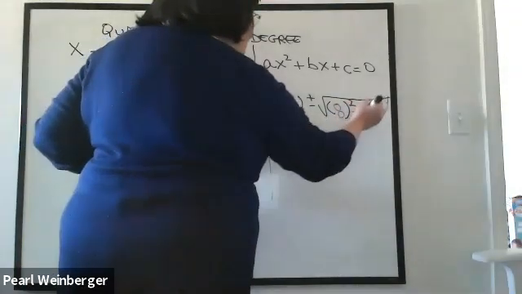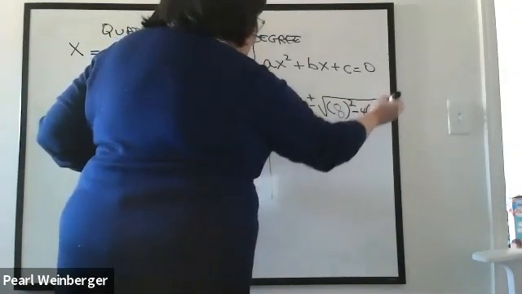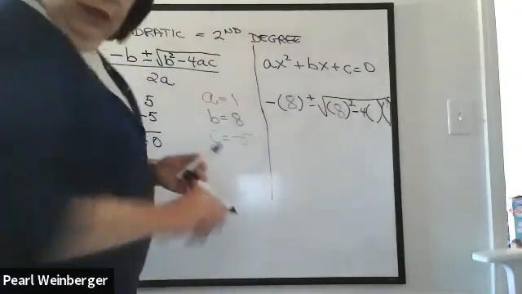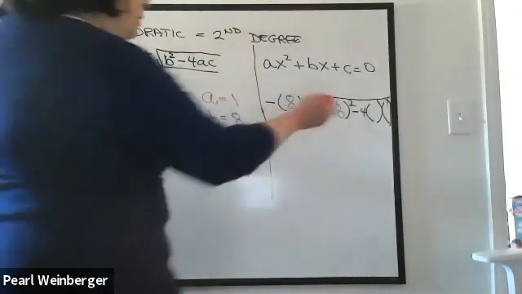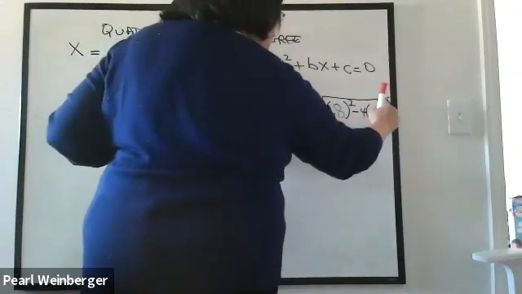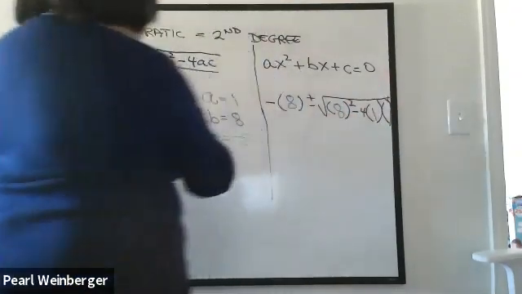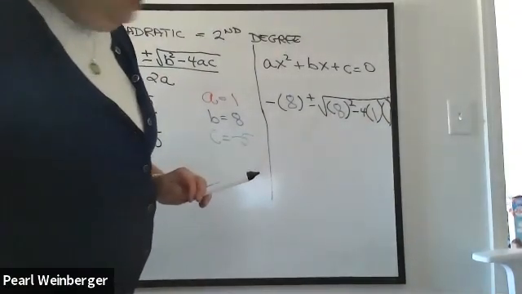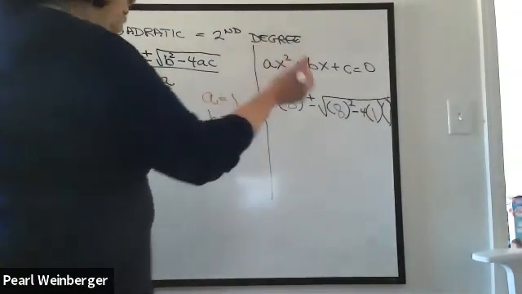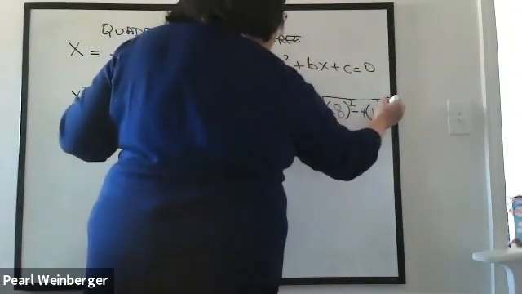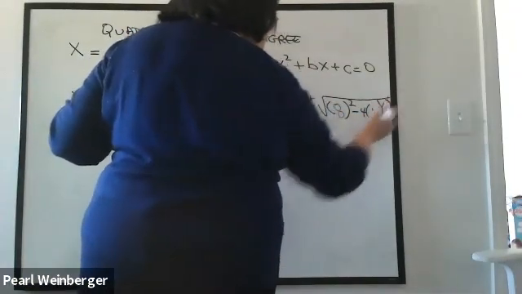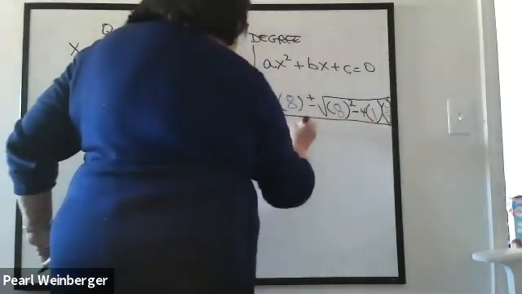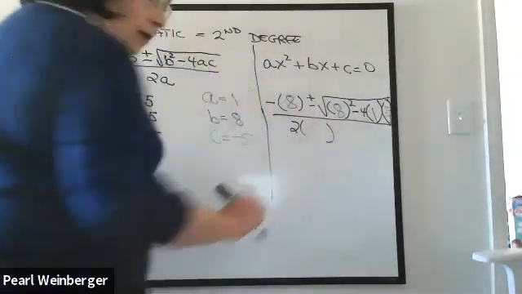-4. Okay, the next letter I have to put in is the A. The A is red, A is 1. And the C is the last number that goes in there. And the C we said is -5. And this is all over 2A. And again, my A is my red.